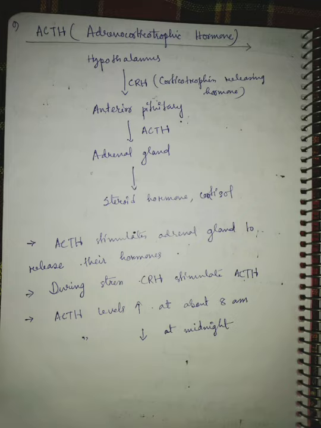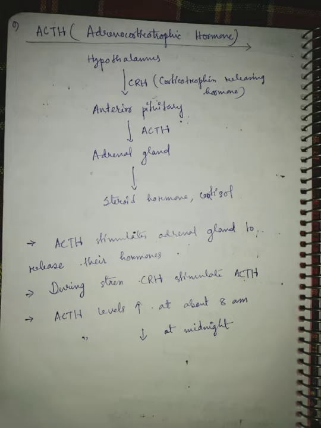Here the hypothalamus secretes CRH, that is corticotropin releasing hormone. It stimulates the anterior pituitary to secrete ACTH. Then ACTH stimulates the adrenal gland to secrete steroid hormone or cortisol. So the hypothalamus is the boss everywhere, and below this hypothalamus, the anterior pituitary works. Without the permission of the hypothalamus, the anterior pituitary doesn't work. Then the anterior pituitary secretes its hormone, which acts on the target organ, and the target organ secretes its hormone.